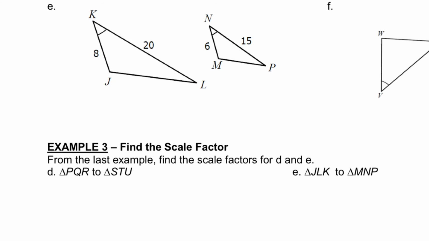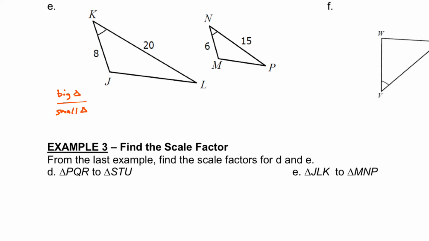Moving on to part E, this one looks like it might be, or we're going to test it for side angle side similarity, because we have 2 pairs of corresponding sides, and we have 1 pair of angles that are congruent, and it is the angle included between the given sides. But we can't just say that this is side angle side similarity. We actually need to show that the ratios of the corresponding sides are proportional. So let's do that.